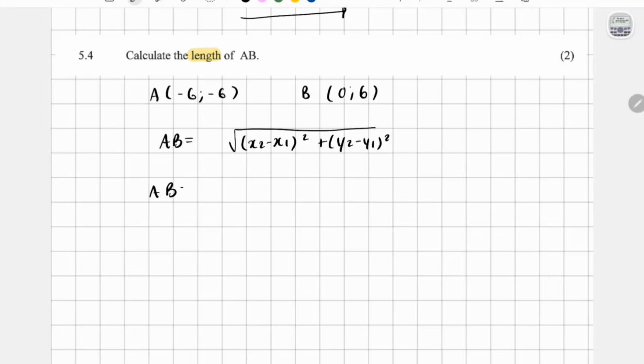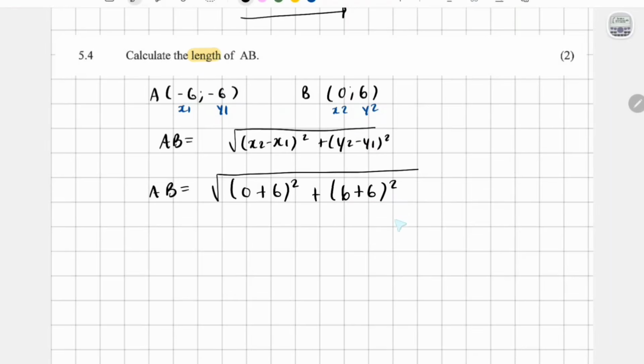So AB is equal to, okay, so you also can label these. This will be x1, this will be y1. Those are your two first points. Then this is x2 and y2. So this is the square root of (0 minus -6). So minus -6 will end up just becoming a +6. So that's just +6 all squared. Then plus we have y2, which is 6 minus -6 as well. So that just becomes +6 all squared.